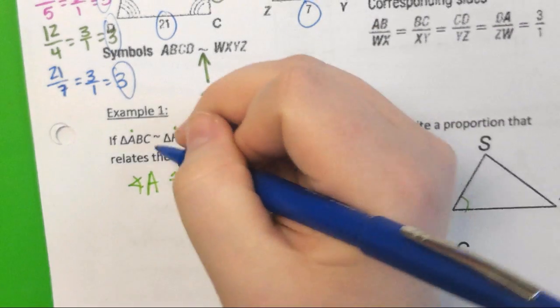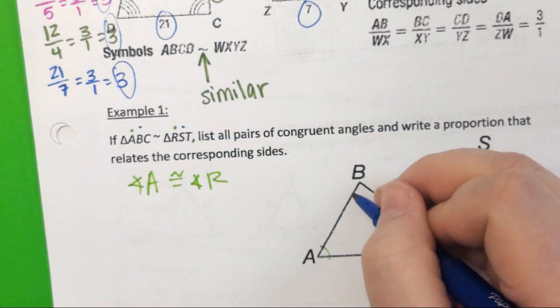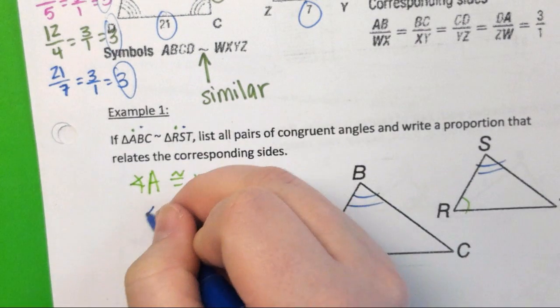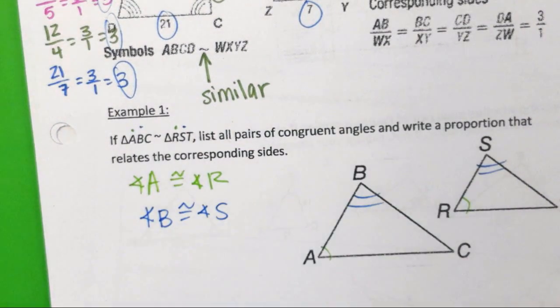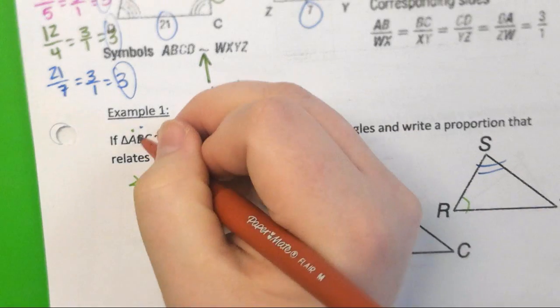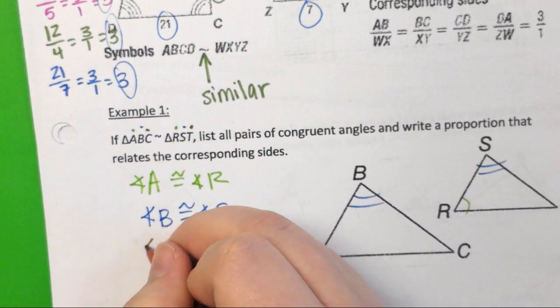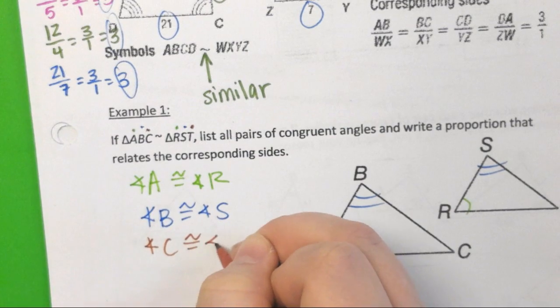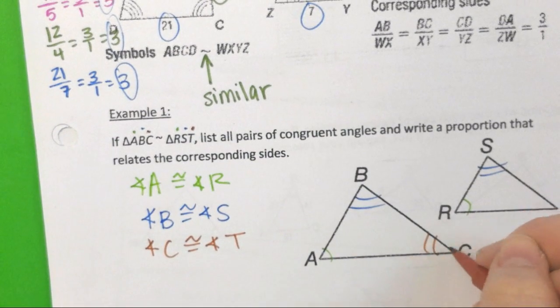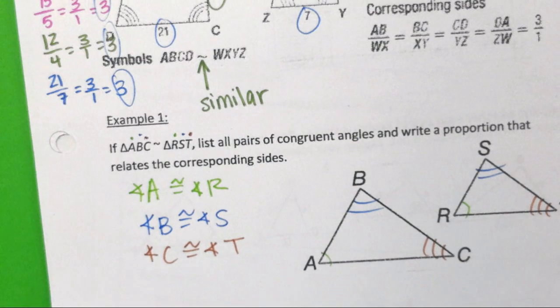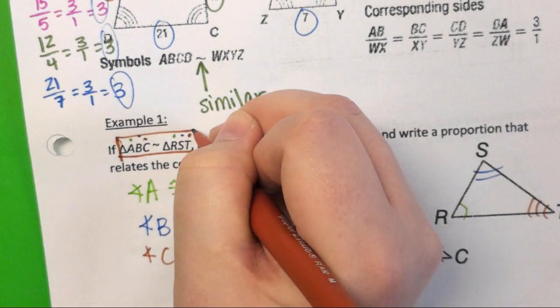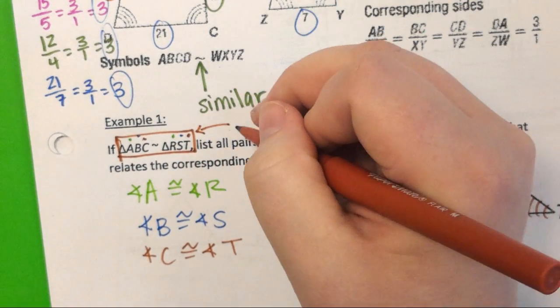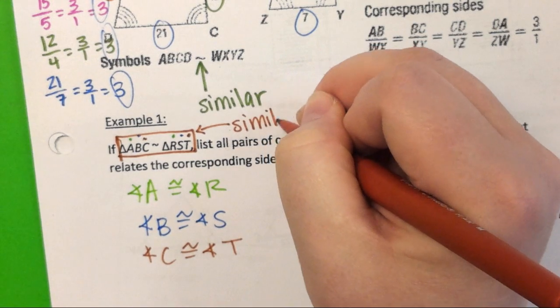And B is supposed to go with S. So angle B is supposed to go with angle S. C is supposed to go with T. And I got all this from the order of the letters in this similarity statement. That thing is called a similarity statement.